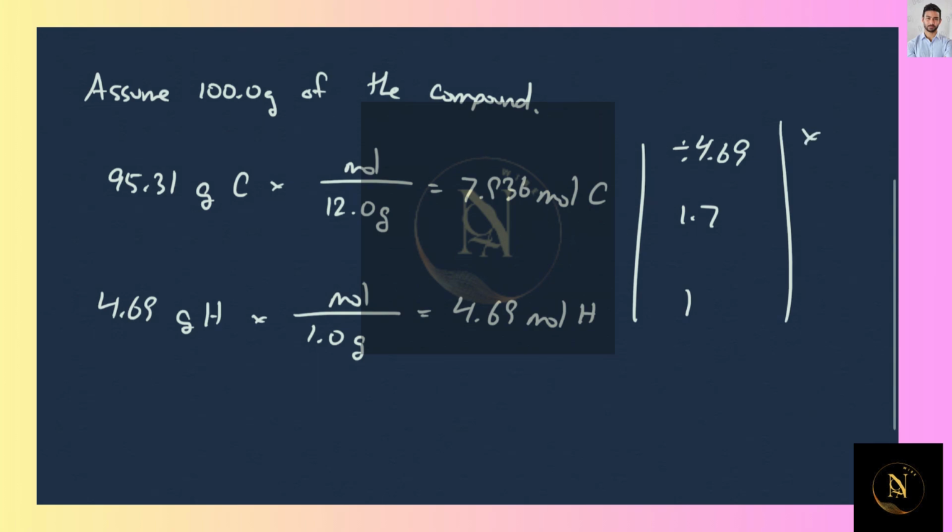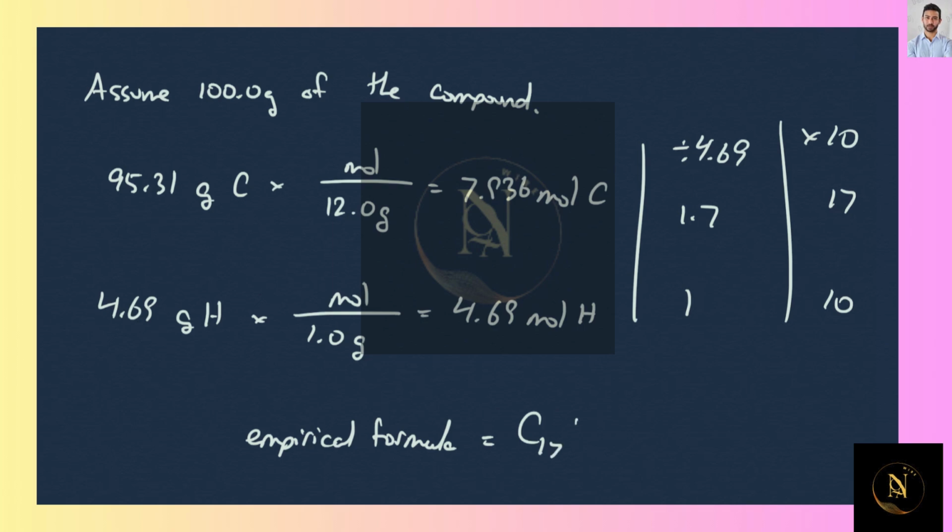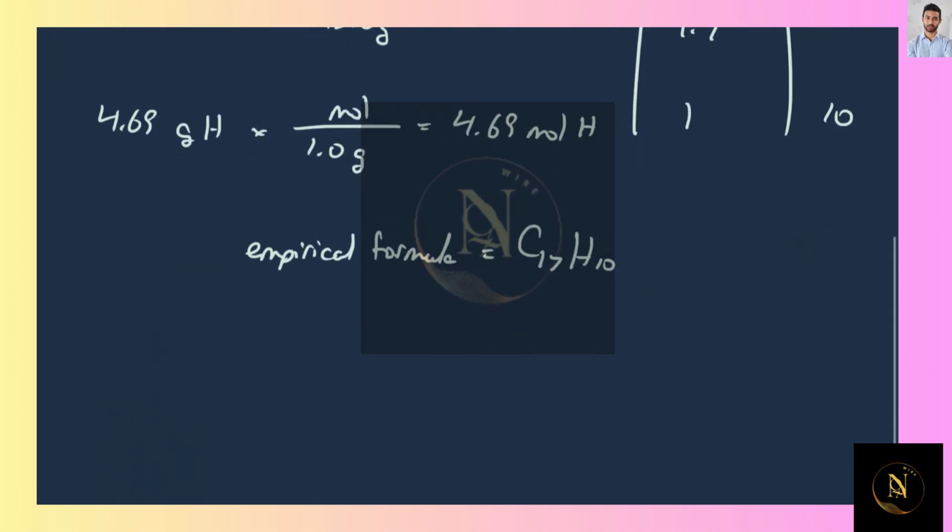this would be about 1.7. Times 10 would give me 17 and 10. So my empirical formula here is equal to C17H10. We can calculate the empirical mass. We don't need it yet, but we'll need this in part B coming up. We'll find that the empirical mass here is 214 grams per mole.